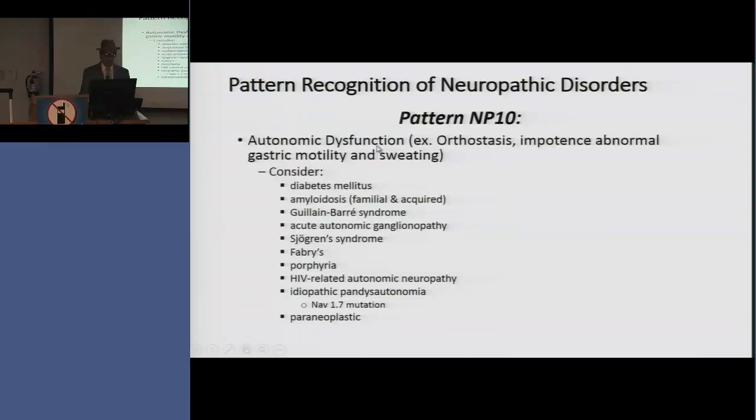And finally, pattern 10, or NP10, is autonomic dysfunction in which the patient will have symptoms of orthostasis or impotence or abnormal GI motility or sweating, and that is commonly seen in diabetes, in the rare neuropathic disorder amyloidosis, common in Guillain-Barré, and other disorders as well.